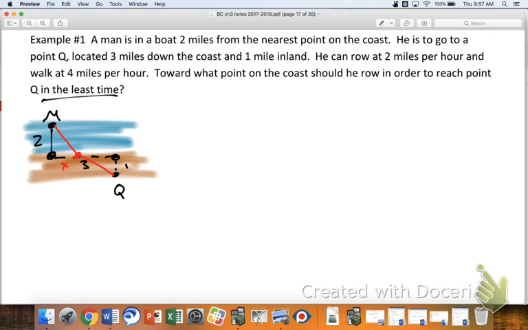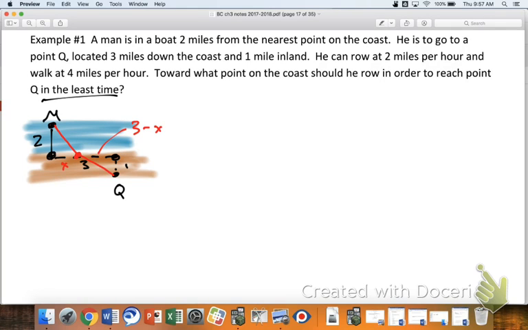And so if that's x, what would this be right here? 3 minus x. That's right. Okay. So we get this nice picture labeled. Hopefully we've come to the conclusion that he's got to head towards this point on the coast, x miles from the nearest point on the coast. But we do want to minimize time.